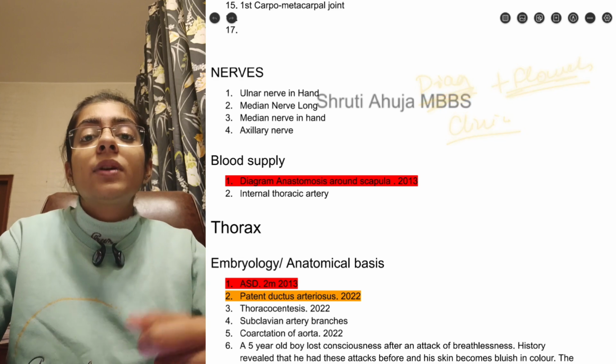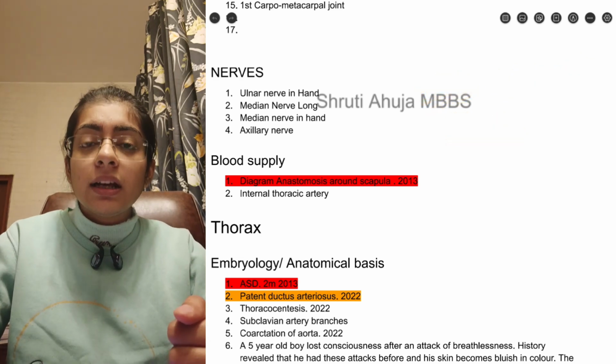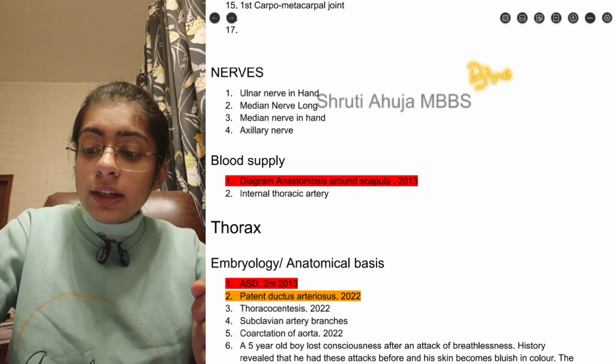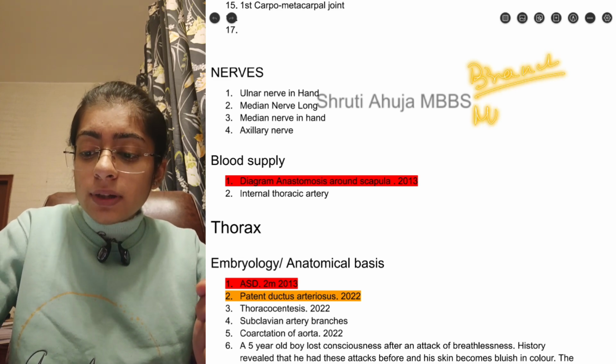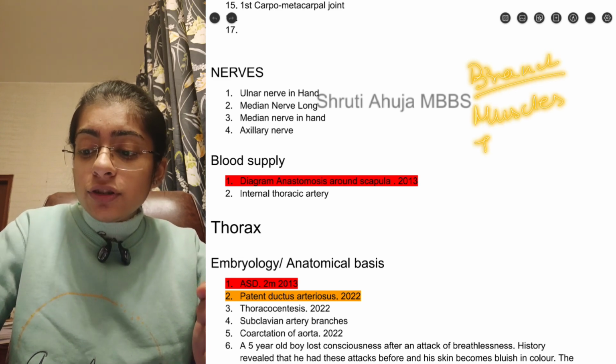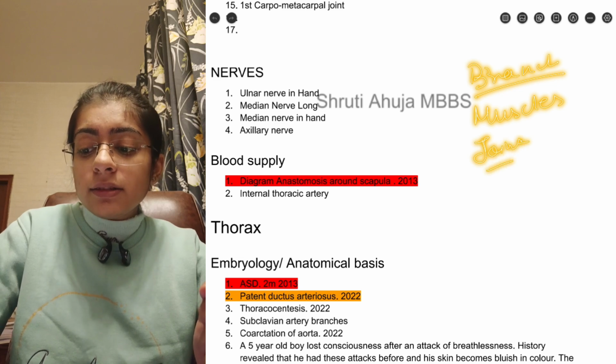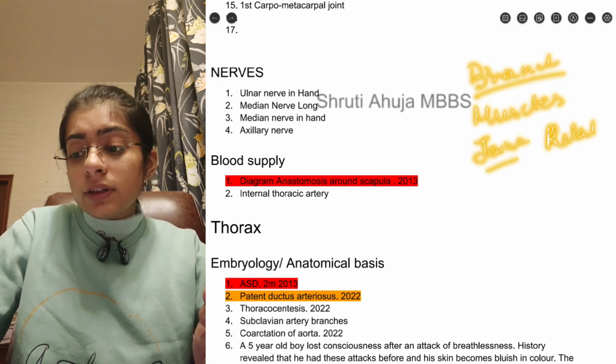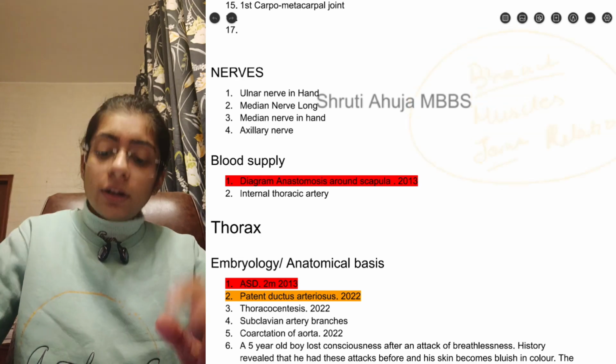What are the syndromes? What are the deformities associated with it? And you need to draw the branches. You need to write which muscles are being supplied by it, which joint is being supplied by this nerve, and the relations of the nerve. These all things are very important.